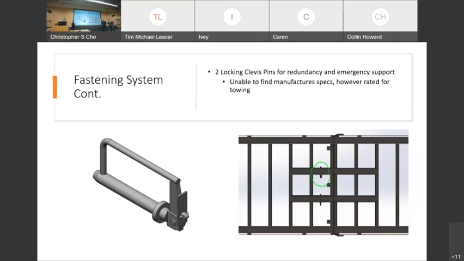So our redundant emergency system is going to be a series of two of these lock and clevis pins. These will also be sourced from MSRP. These will be placed within our center extrusions underneath the trailer, seen right here. We were unable to find specific manufacturing specs for these. However, due to their geometry and due to them being towing rated as an emergency system, we have confidence that if something were to happen to one of our draw latches, we would have a certain amount of time to hold the weight of both sections of the trailer at the 8,000 pound level.